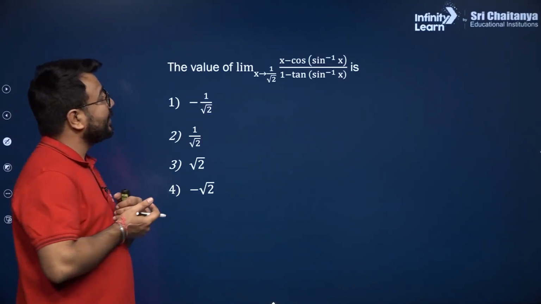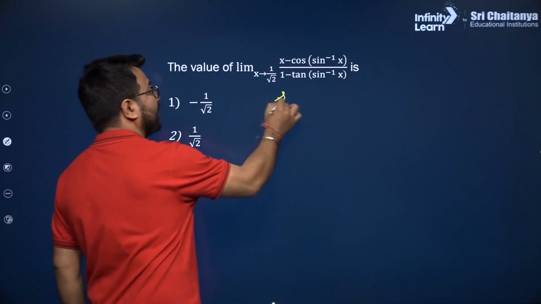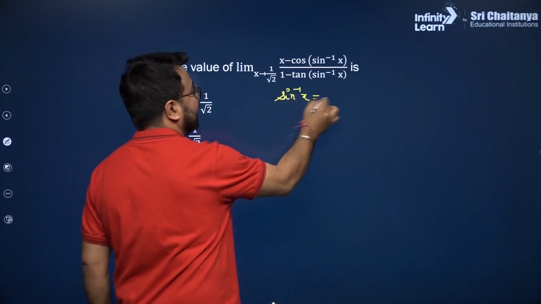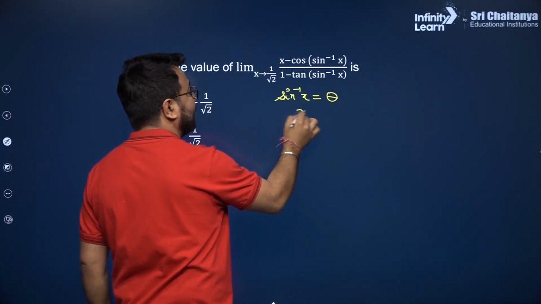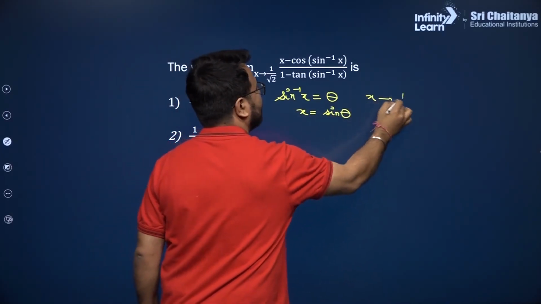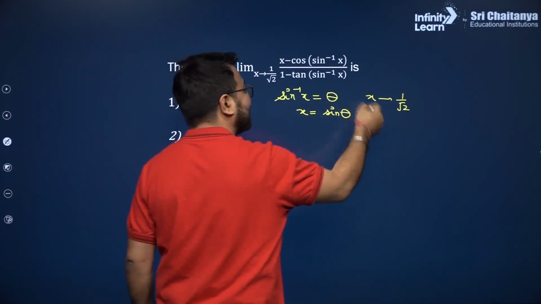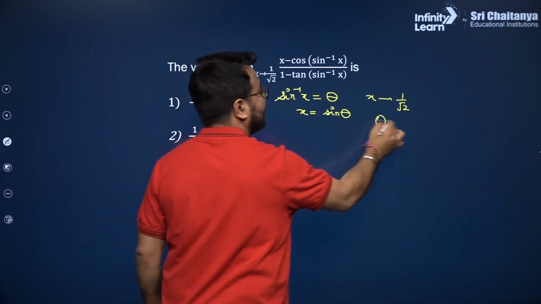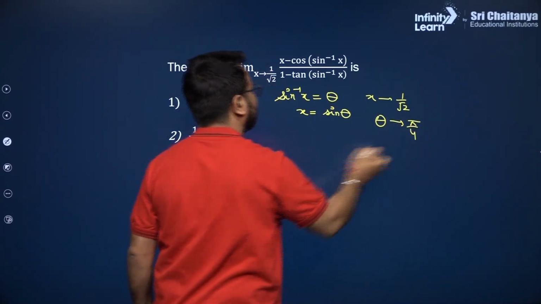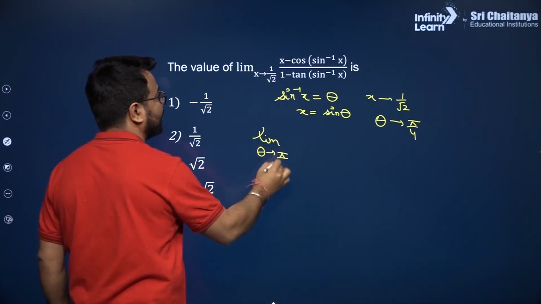Then we have another important question, the limit question, which is also a very easy question. We can observe here we have the value for sine inverse x as theta, and then we can write the value of x as sine theta. Now here x is tending towards 1 by root 2. That means if I assume x as sine theta, sine theta is tending towards 1 by root 2, that means theta will be tending towards pi by 4. I am changing the entire limit in terms of theta. Limit of theta tending towards pi by 4.